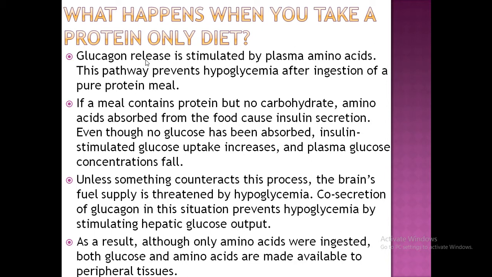If a meal contains protein but no carbohydrate, what happens? Amino acids absorbed from the food cause insulin secretion. Insulin secretion is there and also there is glucagon secretion. They both counteract each other so that in the end the blood glucose level is maintained.